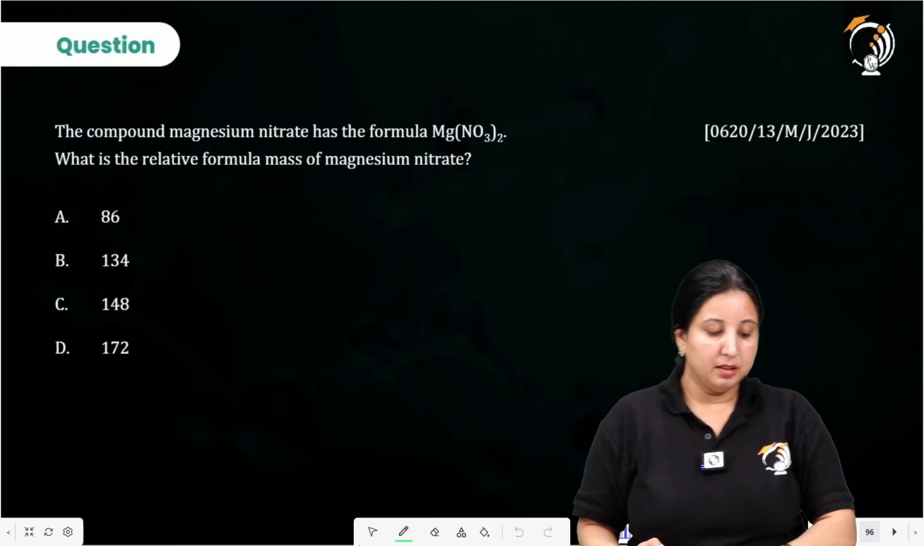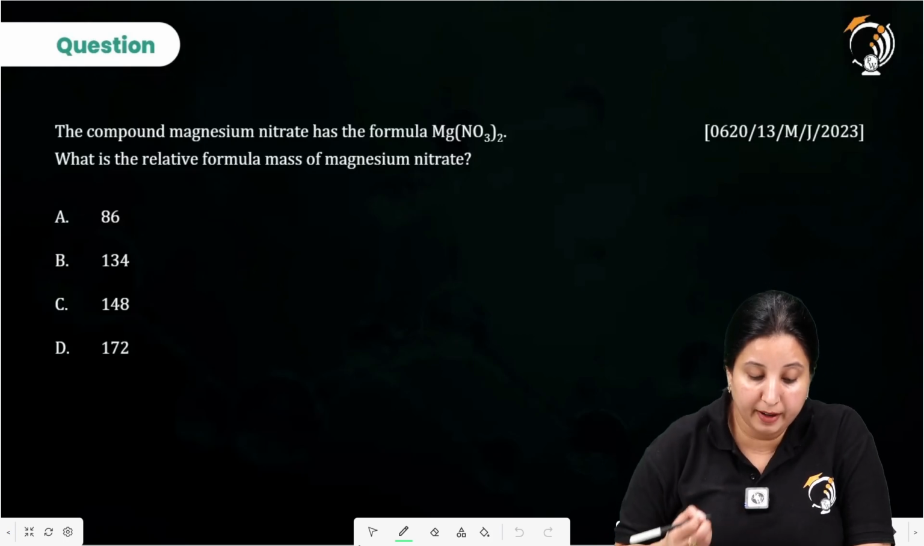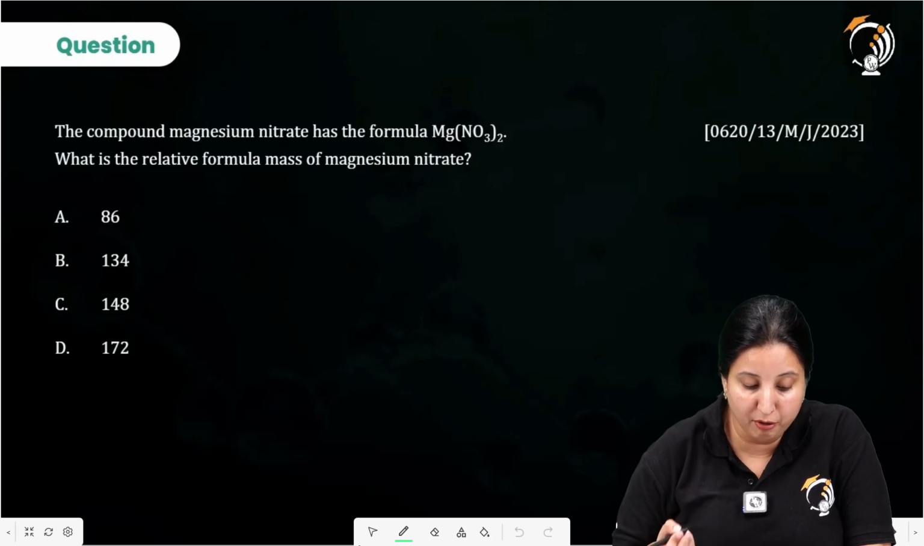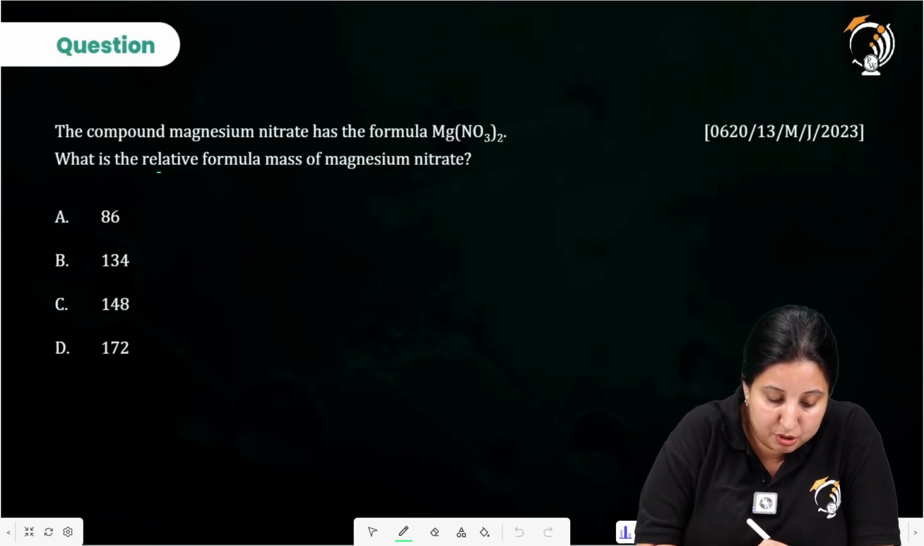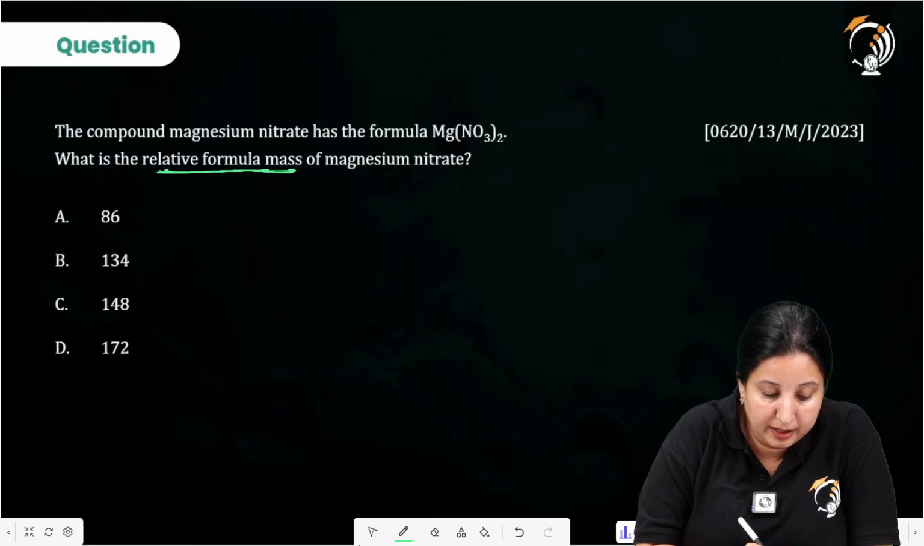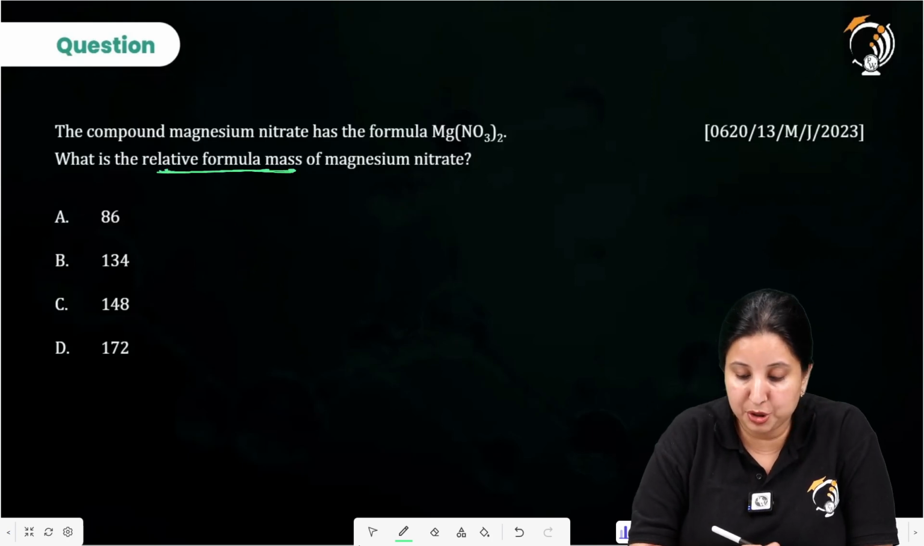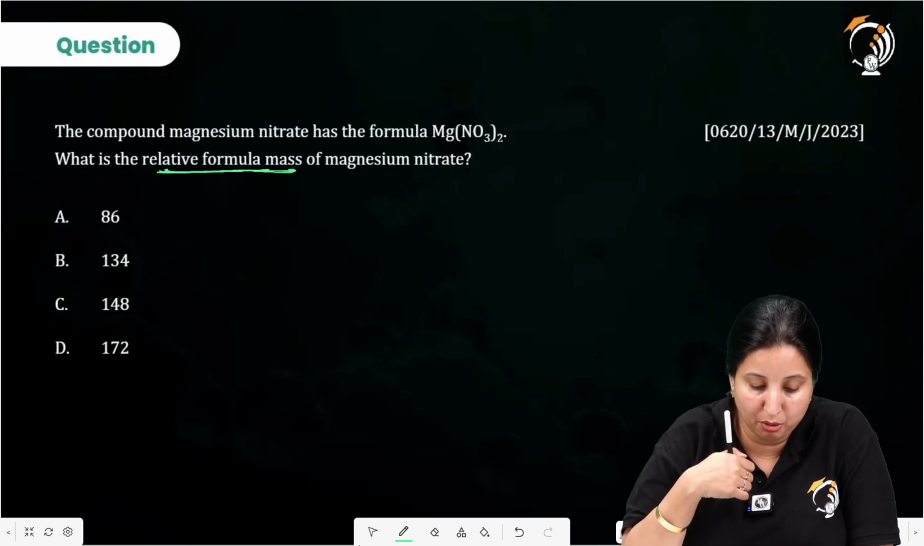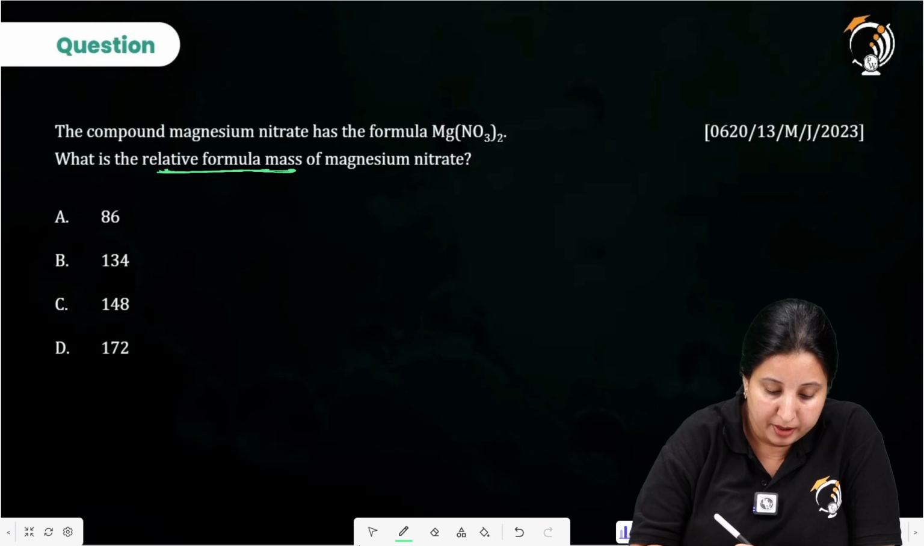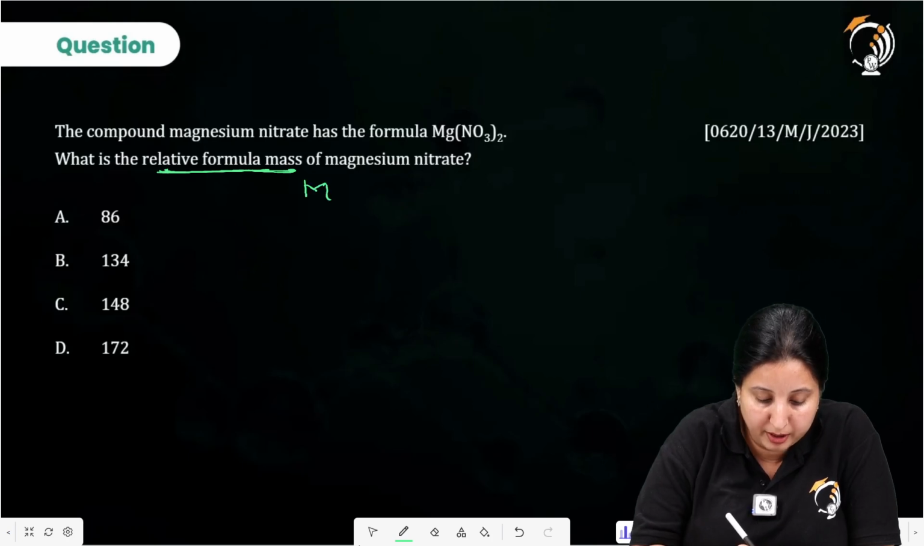Coming to the next, the compound magnesium nitrate has the formula Mg(NO3)2. What is the relative formula mass of magnesium nitrate? Now look, basically we are getting relative formula mass questions in the theory also, in MCQ also, in both the forms. So let's write down the formula again.